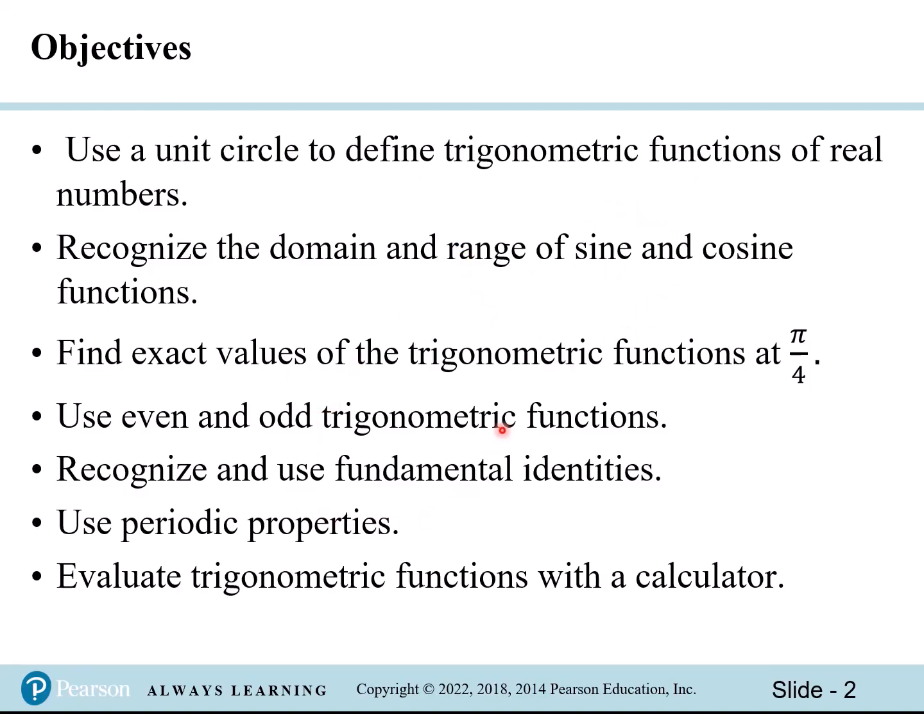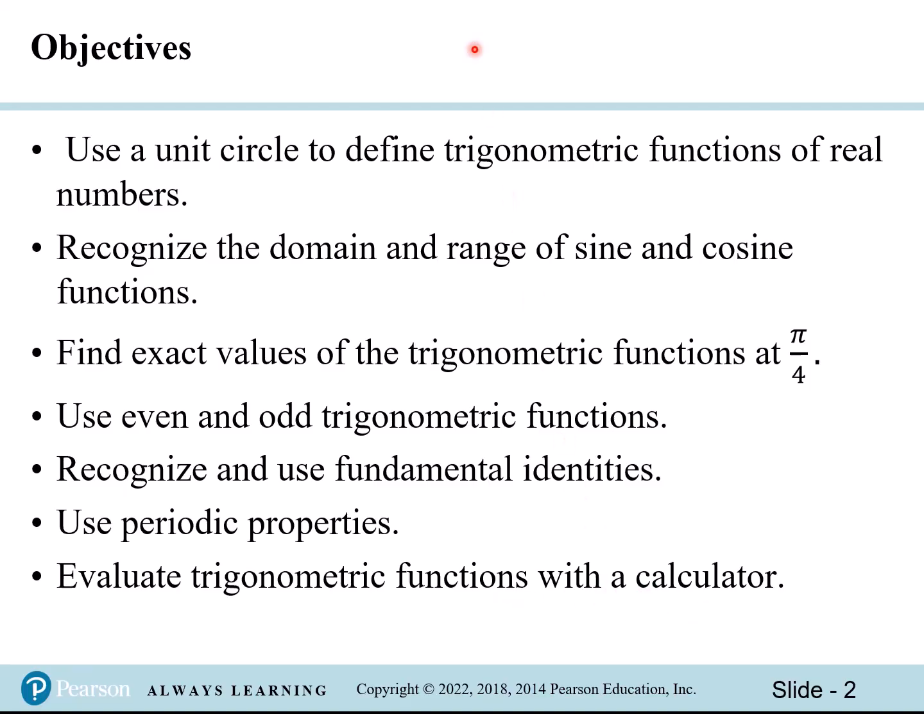We will also learn how to find exact values of the trigonometric functions at pi over 4, which is the equivalent of a 45-degree angle. We will talk about using even and odd trigonometric functions, and recognize and use fundamental identities. In our previous lecture, we already learned about the co-function identities. Here we will be introduced to some more fundamental trigonometric identities. We will learn using periodic properties and then finally evaluating trigonometric functions with a calculator.